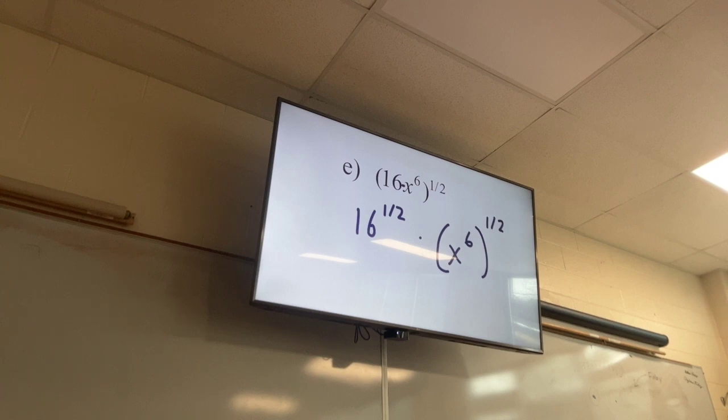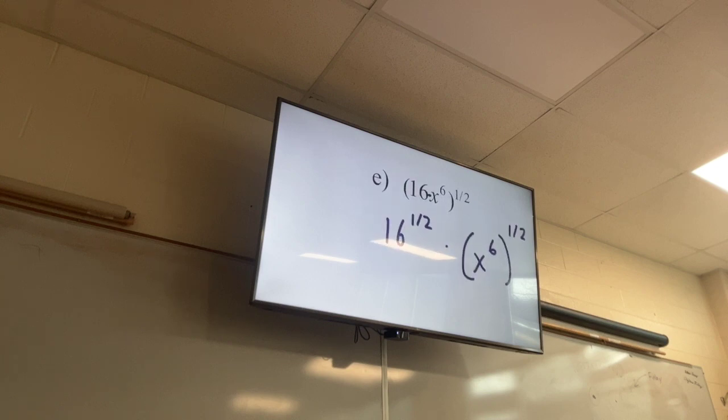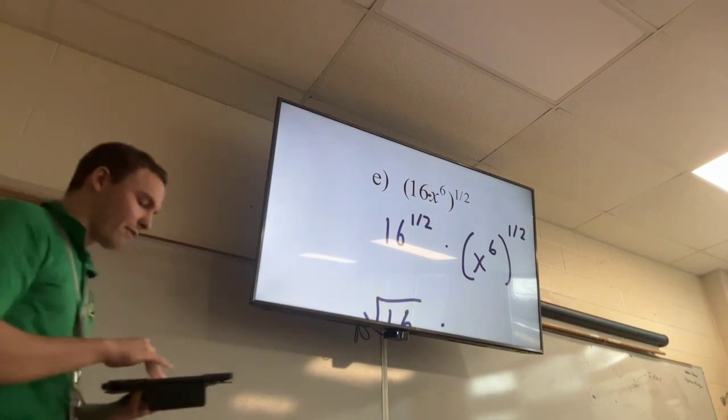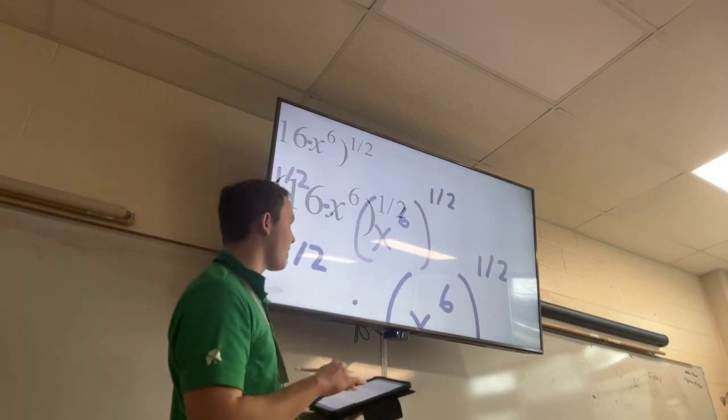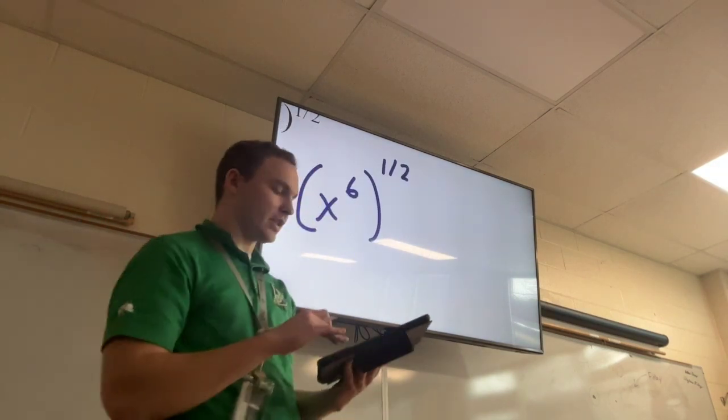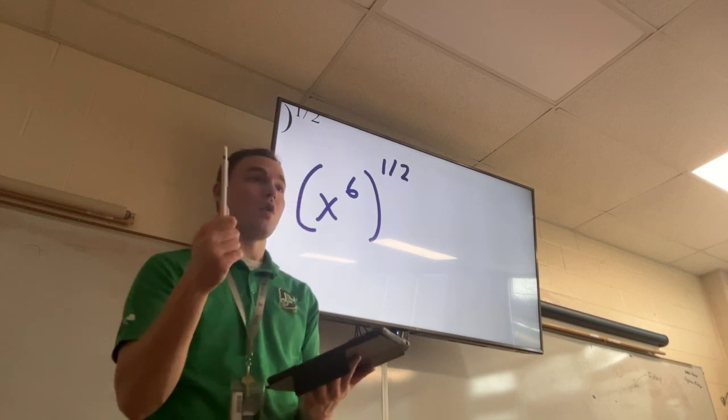You can distribute the exponent. So we can rewrite this as 16 to the 1/2 times x to the 6th to the 1/2. So let's think about what 16 to the 1/2 is going to be. Raising something to the 1/2 is the same as doing what? Square rooting. And then x to the 6th to the 1/2. When you have a number with 2 exponents, how do we deal with those exponents? What do we do to make it 1 exponent?